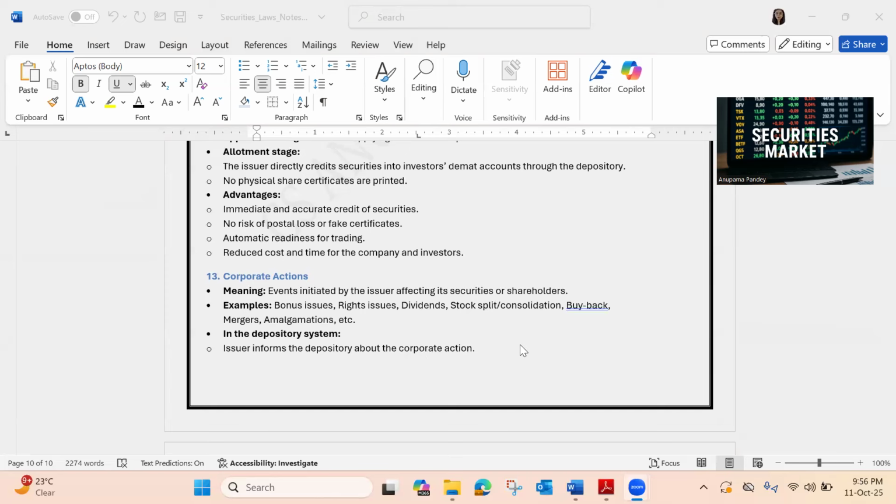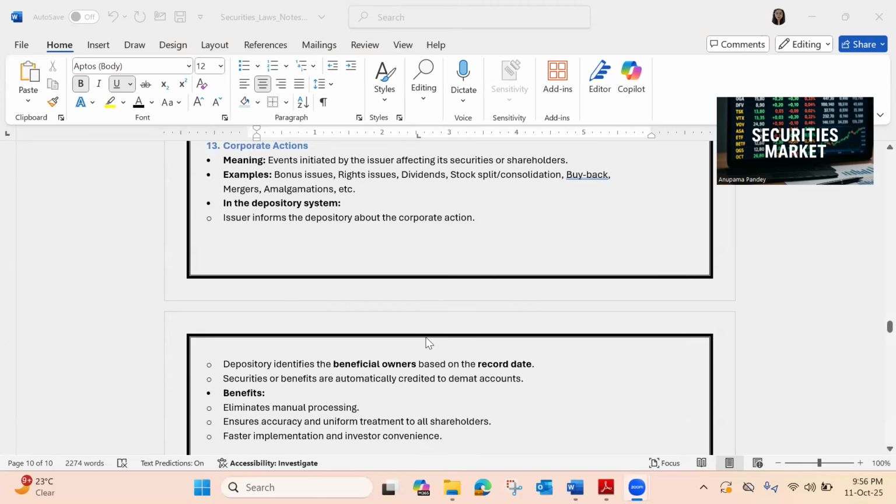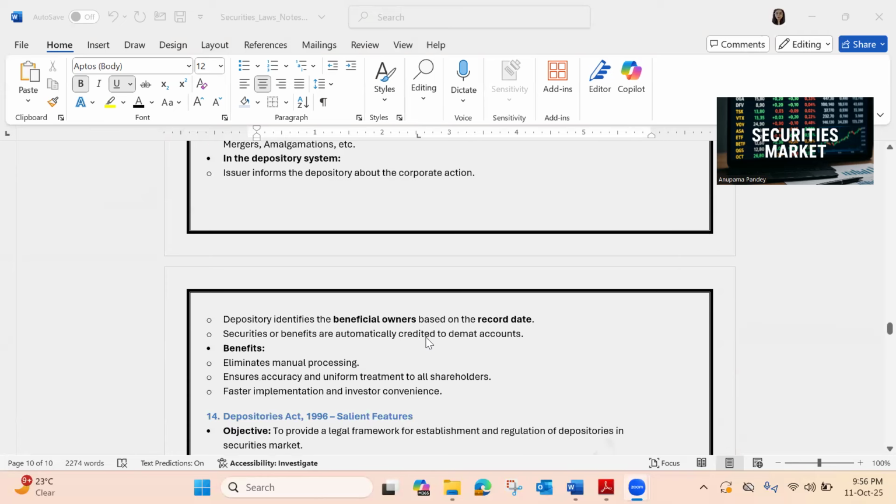Examples can be bonus issue, rights issue, dividends, stock split, consolidation, buyback, merger, amalgamation, etc. So these are a few of the examples of corporate actions. So in the depository system, the issuer informs the depository about the corporate action. Without the depository, no corporate action can happen in your company. So the depository identifies the beneficial owner based on the record date.